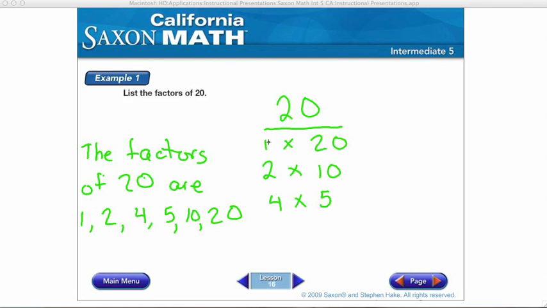Now notice, even though they multiply across, I want you to write your factors in order from least to greatest. So it kind of makes an upside down U or a U. I start with the 1, I go down my list. When I get to the bottom, I go across and then back up the other side so that my numbers are in order from least to greatest. Okay? All right, let's look at example 2.